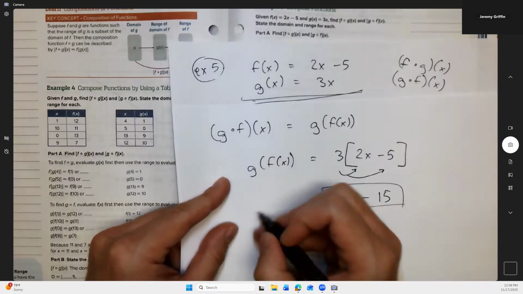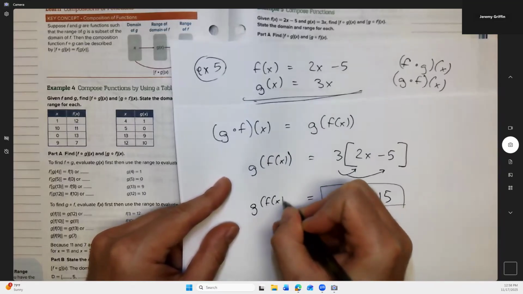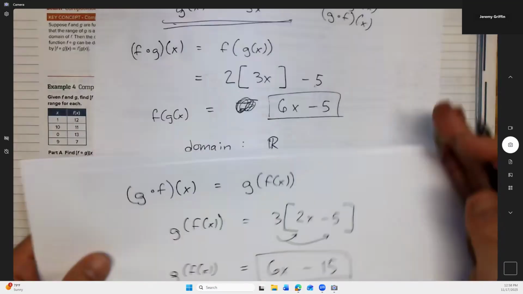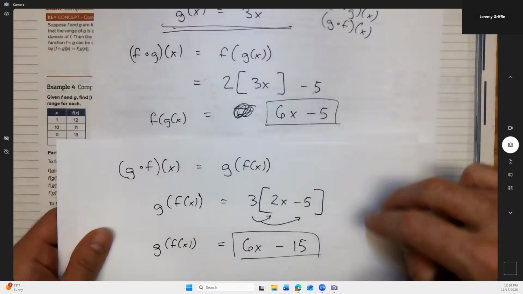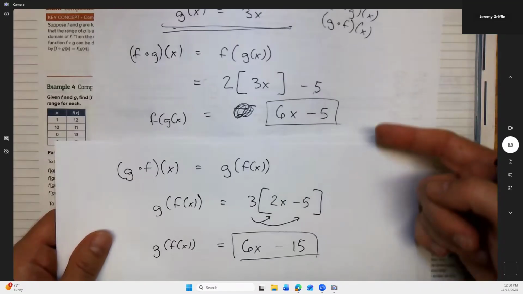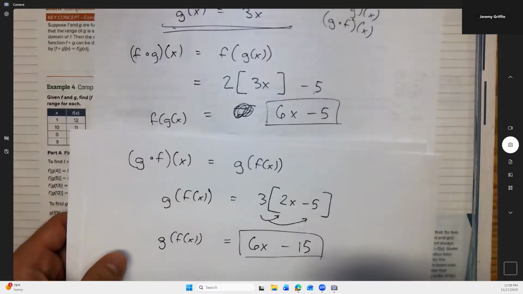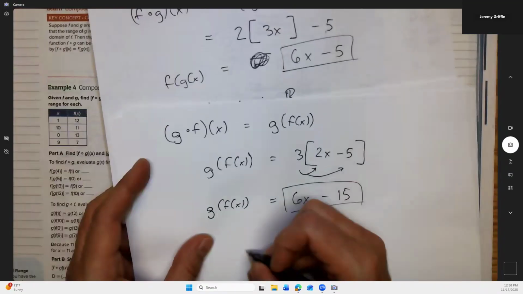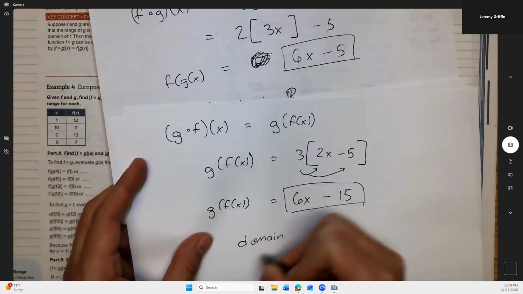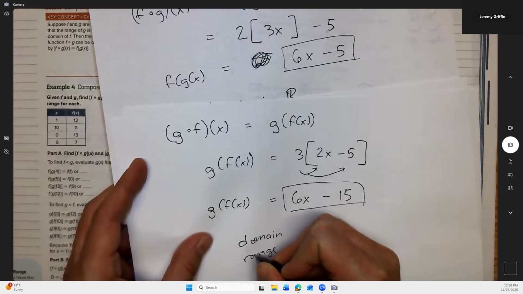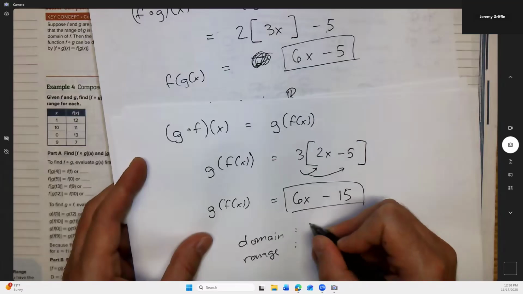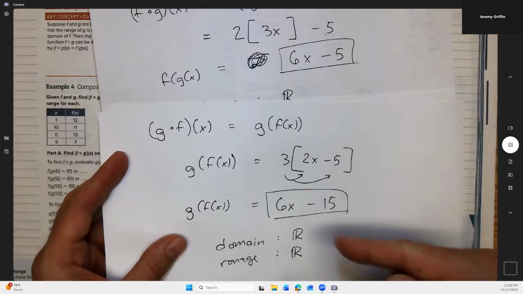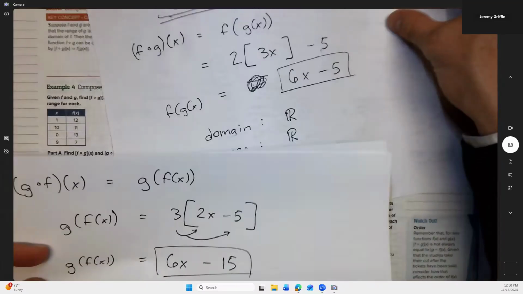Ooh, that's different from before. g of f of x. See, if I put these side by side, f of g of x turned out to be 6x minus 5. g of f of x ends up being 6x minus 15. So expect to get different outcomes depending on which order you plug these functions together. I think domain and range are the same thing as before. Domain and range could be all real numbers because I don't see any restriction. We're not dividing, so we don't have to worry about dividing by 0. There are no parabolas, so we don't have to worry about any local minimum or anything like that.